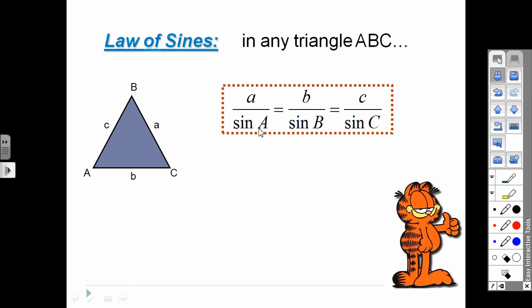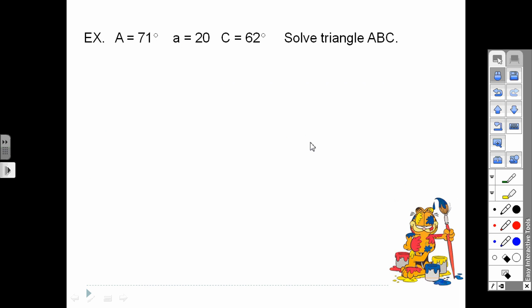So A over the sine of A equals B over the sine of B equals C over the sine of C. And of course you can flip this all around if you wanted to do sine of A over A equals sine of B over B equals sine of C over C. Whatever works for you. And you're just going to pick the two ratios that work best for the given information. So let's take a look.